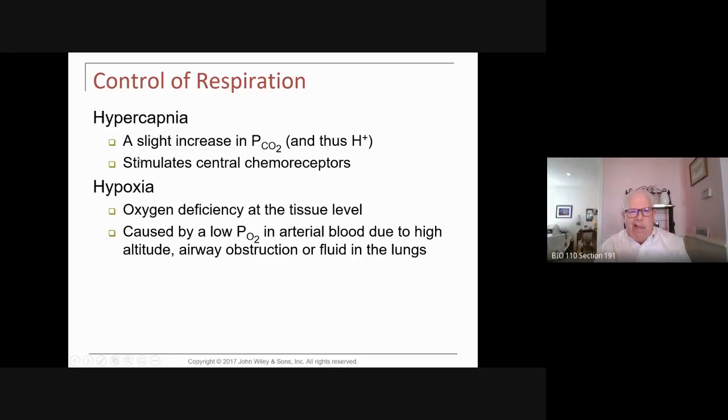Another stimulus is oxygen. If you don't have enough oxygen, you're going to breathe faster and faster and faster. Okay? But the most important stimulus is right here: the partial pressure of carbon dioxide. That's the number one stimulus to help you breathe. Very important.